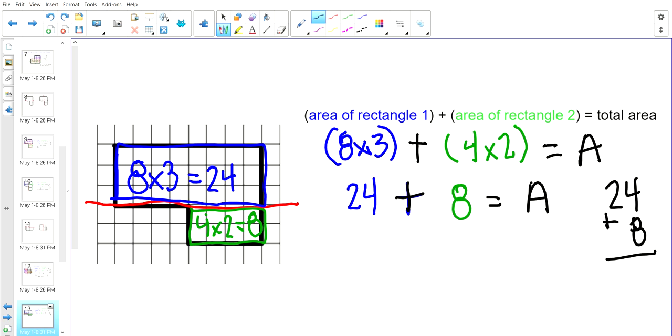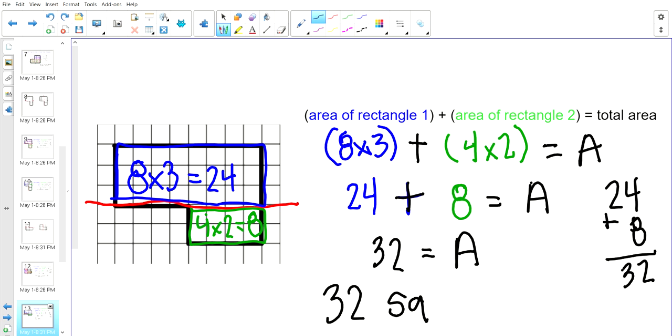24 plus 8 equals 32. So the total area of this rectangle is 32 square units. 24 plus 8 equals 32, so the area is 32 square units. Let's count all of the square units together to double check that our answer is correct. Get ready to count with me.